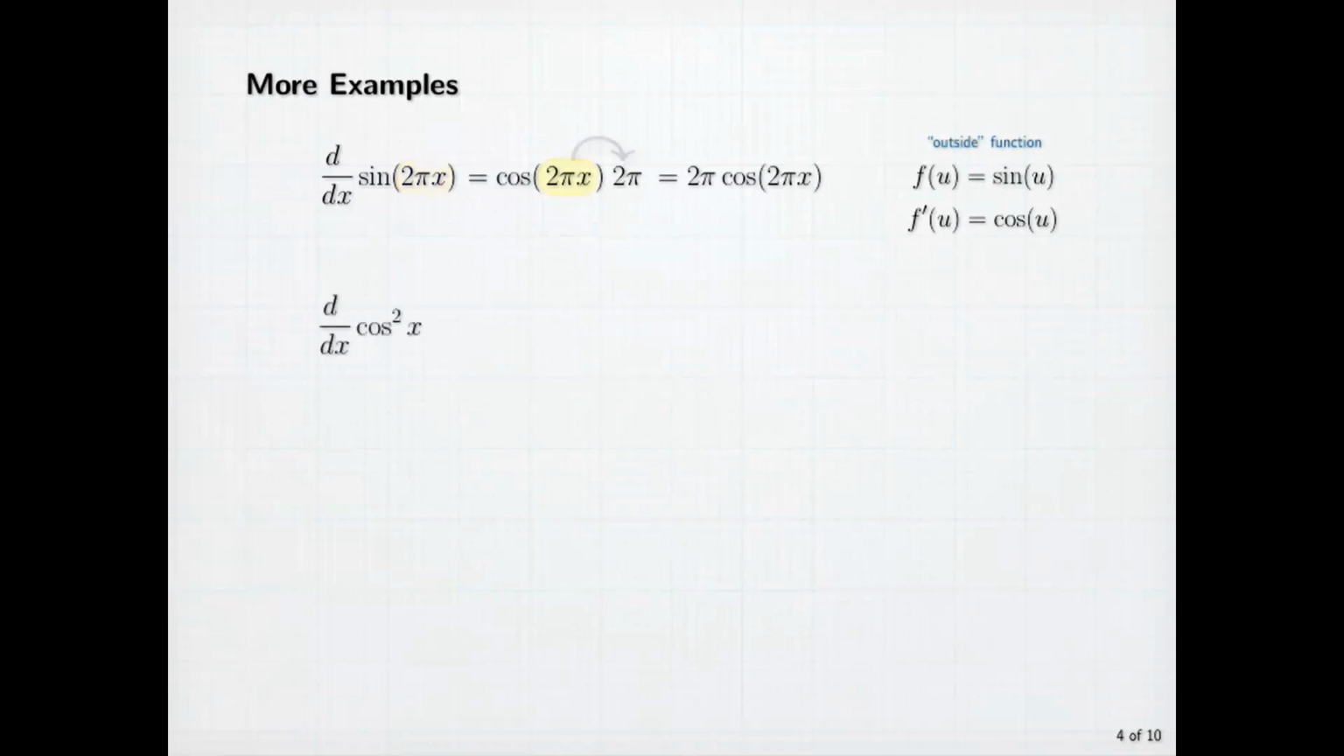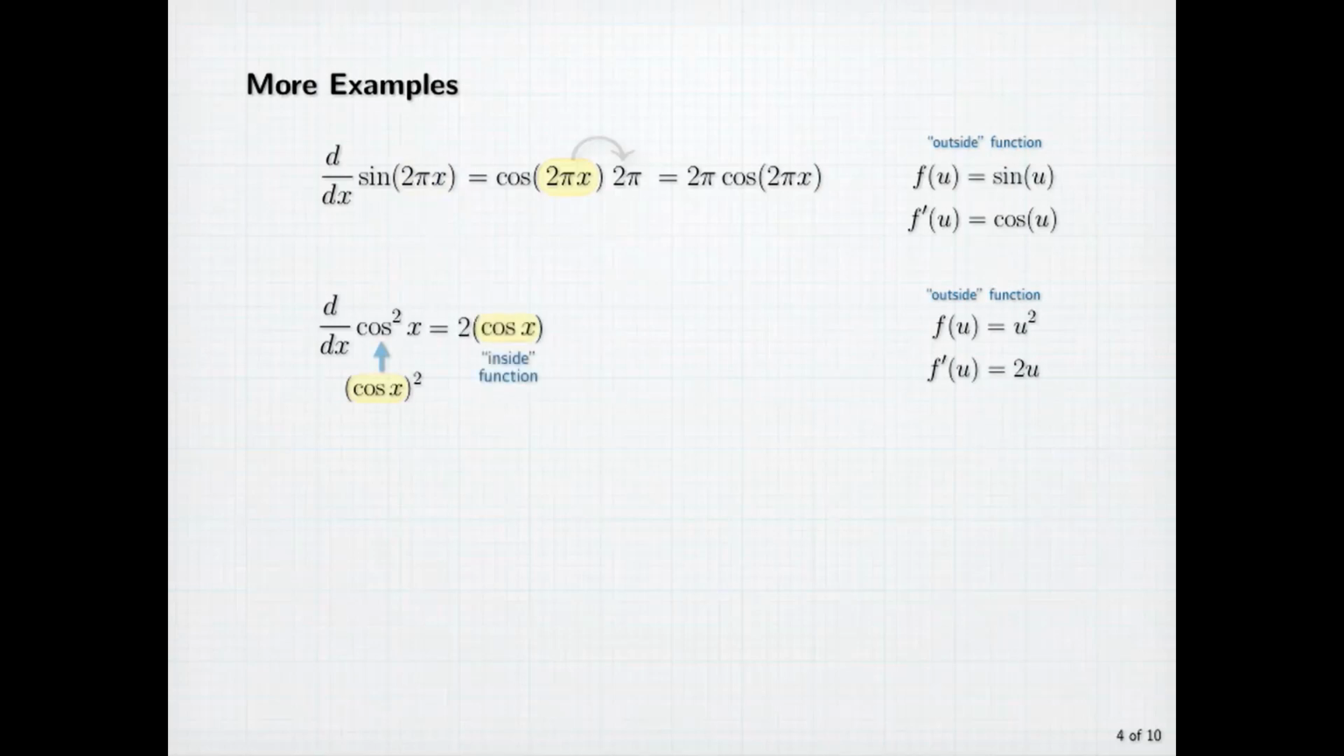Let's take the derivative of cosine squared x. Let's be sure we understand that what this means is the square of cosine x. So our inside function is cosine x, and our outside function is f of u equals u squared, whose derivative is 2u. So we write 2 times the inside function cosine x and multiply by the derivative of the inside function, minus sine x. So we have minus 2 cosine x times sine x.